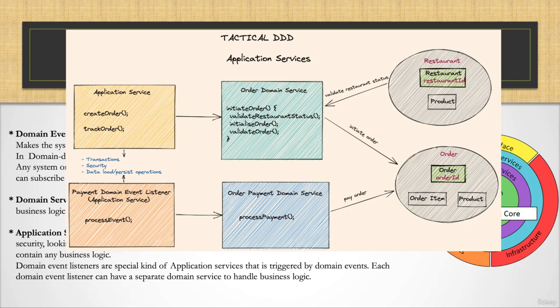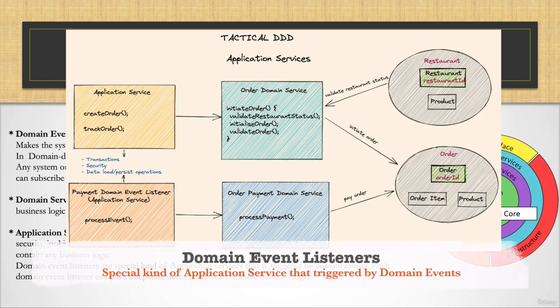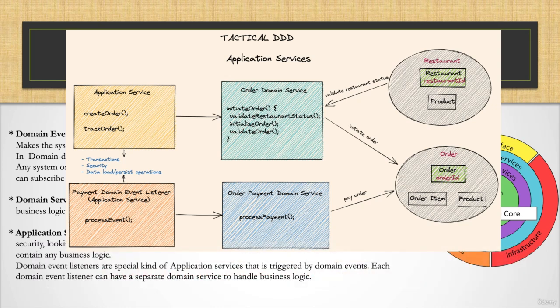Regarding domain events, a domain event listener can be thought of as a special kind of application service. The only difference is that domain event listeners are not triggered by an end user, but by the domain events. So the domain event listener will be the first contact point when the domain event is received, and it will organize and call the related domain service for that event handling, which internally will organize and call the entities to run the business logic.